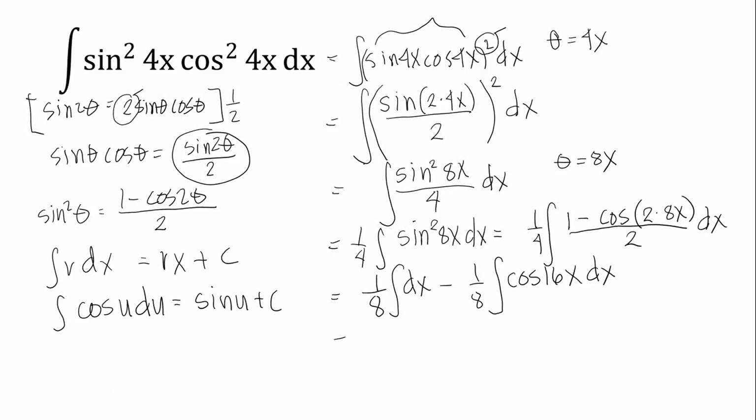So therefore, we can say that it is 1 over 8 x minus, but in this case, our u is equal to 16x. So therefore, our du is 16 dx. Our du should be 16 dx. So we multiply by 16 and we multiply its reciprocal outside of the integration. That is 1 over 16 dx. So why do we need to multiply 1 over 16? In order to balance the equation.